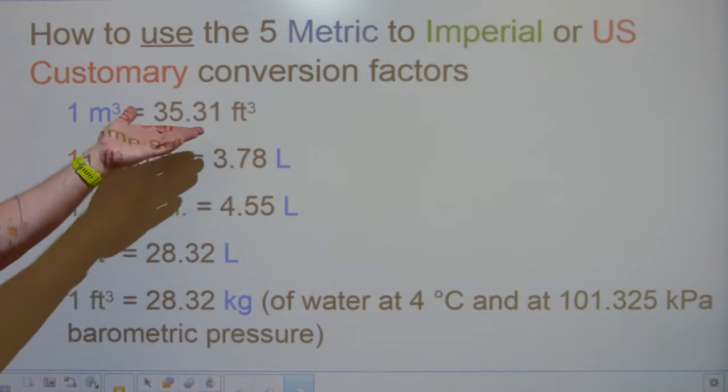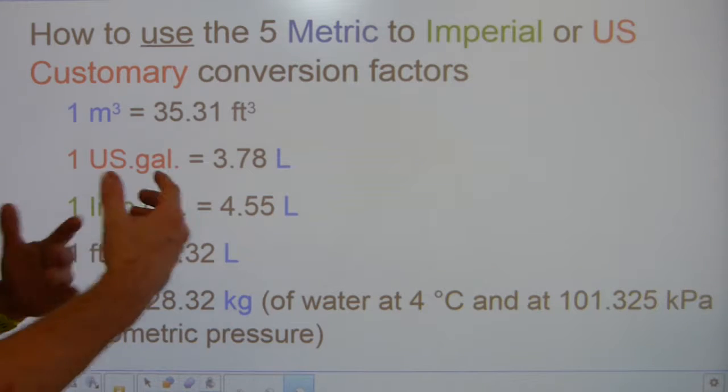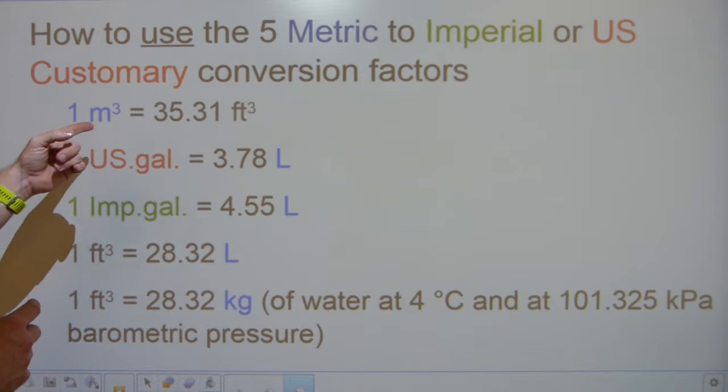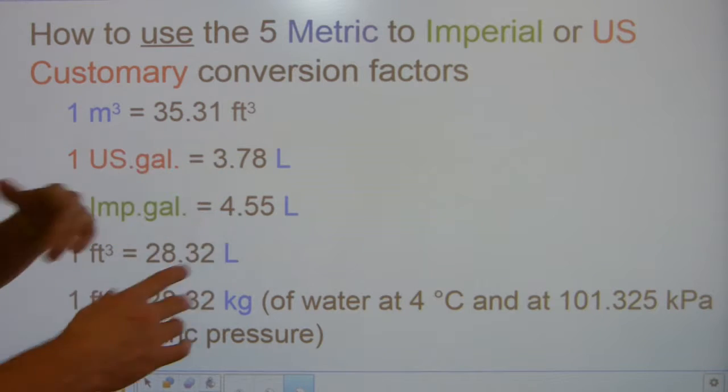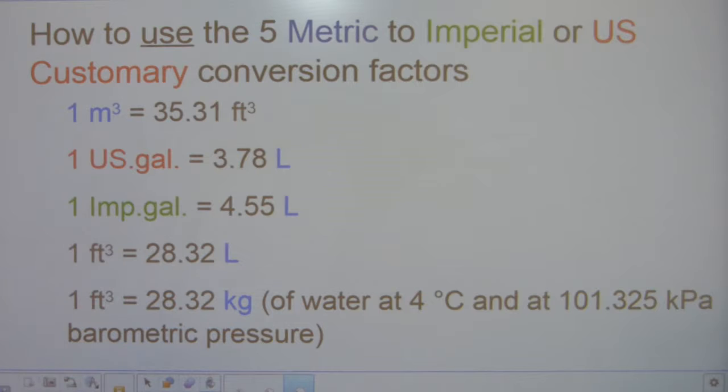The conversion factor 35.31 only relates to cubic meters and cubic feet. It does not work with cubic kilometers. It does not work with cubic inches. It doesn't work with anything else. Only cubic meters and cubic feet.